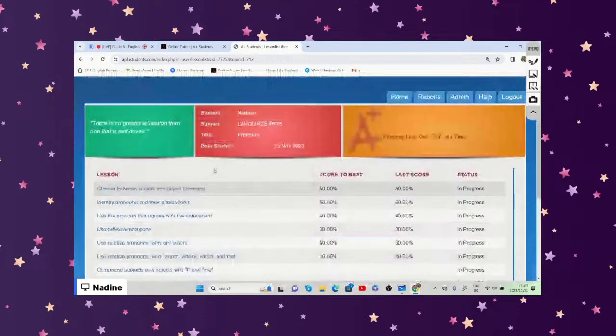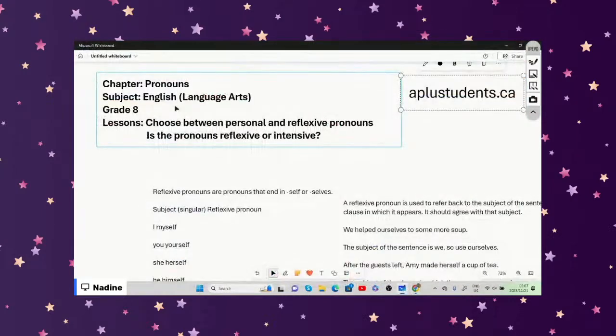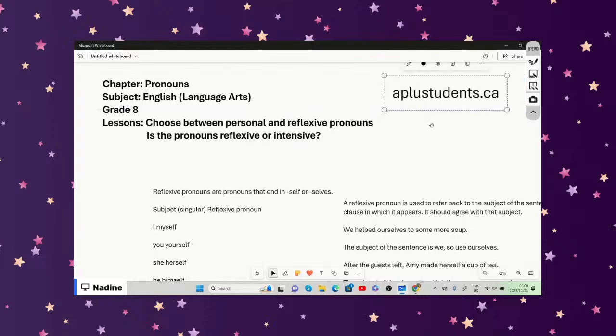All right. So our chapter for today is pronouns. The subject is English language arts, grade 8. And the lessons that we are focusing on today are to choose between personal and reflexive pronouns, as well as to decide whether the pronouns are reflexive or intensive. And we are doing our tutorial lesson on aplusstudents.ca, right?